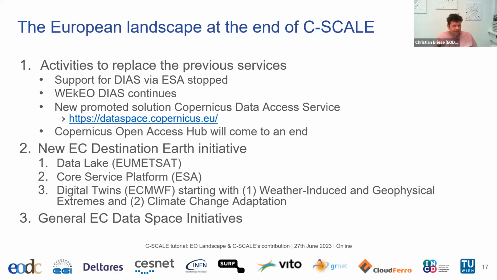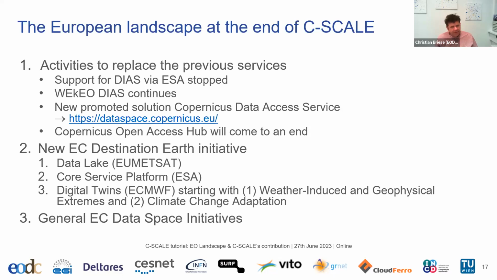Instead of the DIASes, the new Copernicus Data Access Service has been launched and is now already under operation, the so-called Data Space Ecosystem, which is again technically supported or overseen by ESA in its development, and currently promoted as the data access service available from Copernicus. So instead of 4 DIASes supported by ESA and 1 DIAS by EUMETSAT, we now have 1 Copernicus Data Access Service, and maybe also important to note that the Open Access Hub will also be replaced by this data space ecosystem.